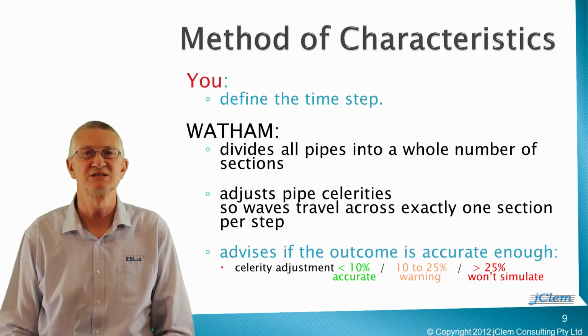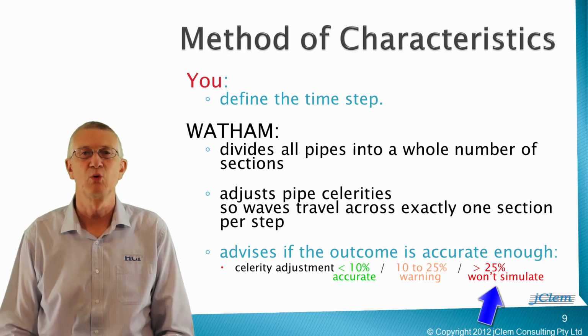WATHAM tells you in its log file whether your selected time step is accurate enough to allow the transient simulation to run or not. Cases with celerity adjustment less than 10% are considered sufficiently accurate. WATHAM puts a warning message in its log file for each pipe with a celerity adjustment greater than 10%. A fatal warning error will be written in the log file for pipes with celerity adjustment greater than 25%. And in these situations, WATHAM will not run a transient simulation.